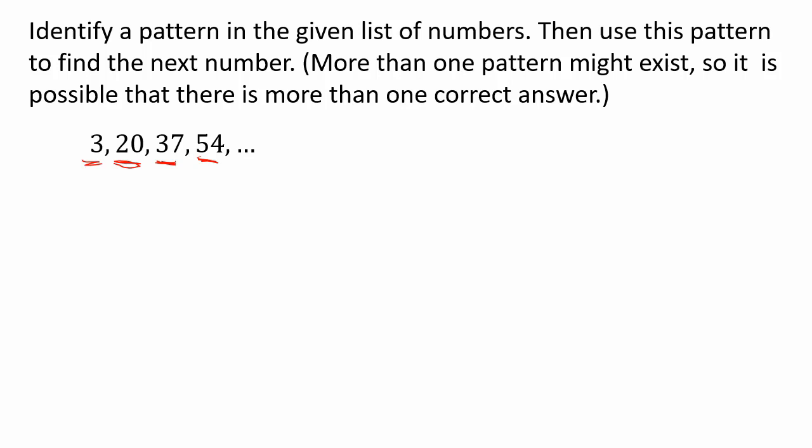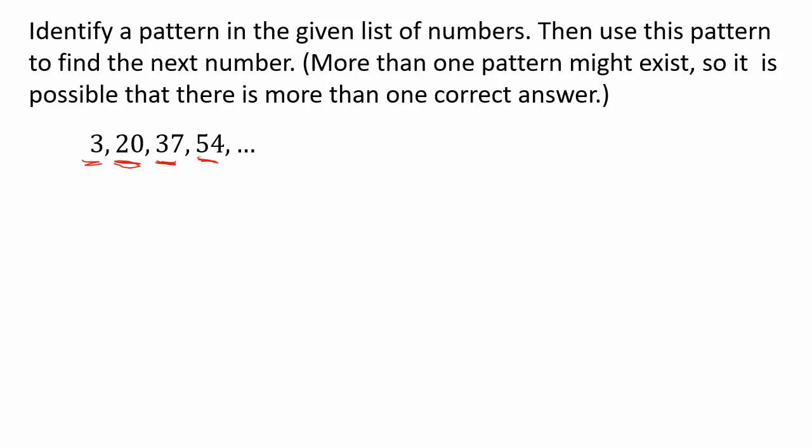When our terms increase, we have two operations that cause that increase, either multiplication or addition. If the terms are increasing slowly, we're going to think about addition. If there's a fast increase in our terms, that's most likely going to be multiplication.